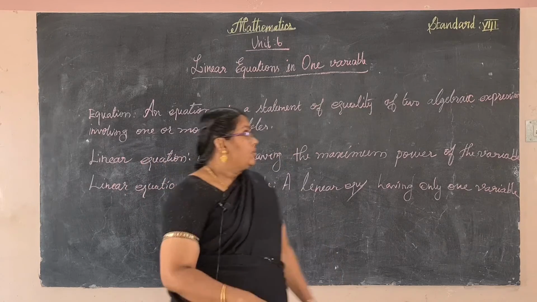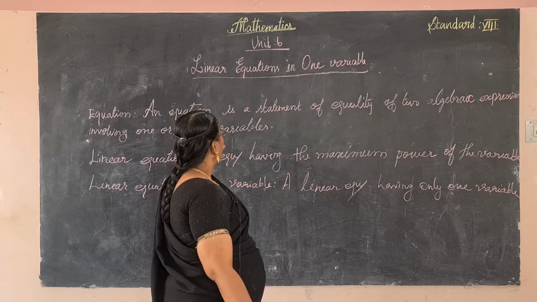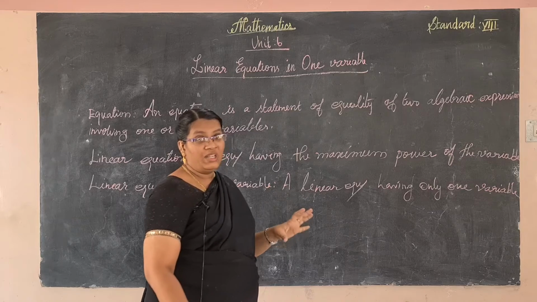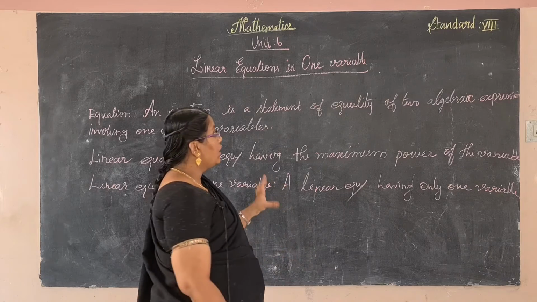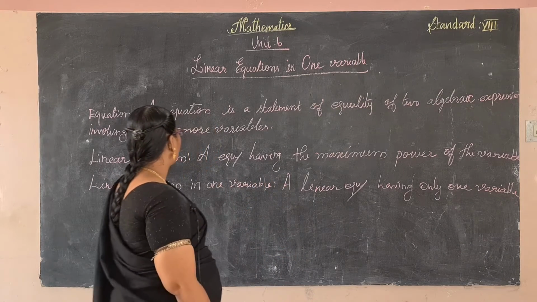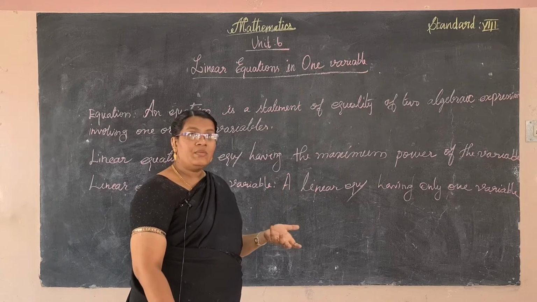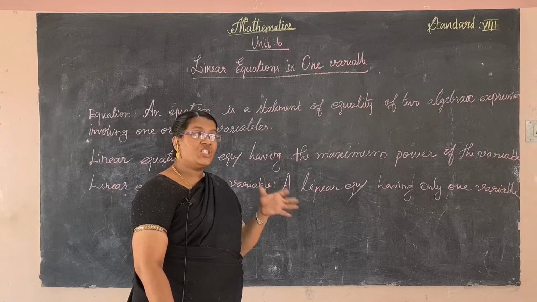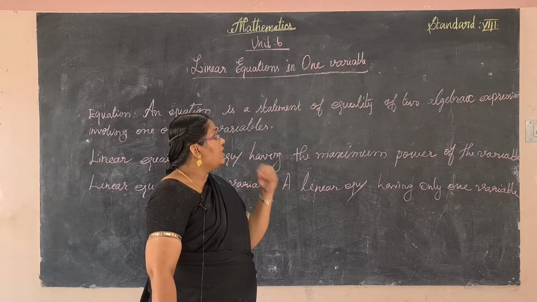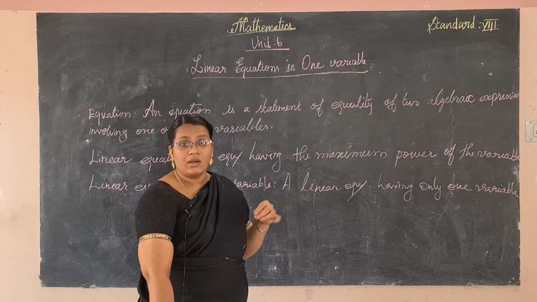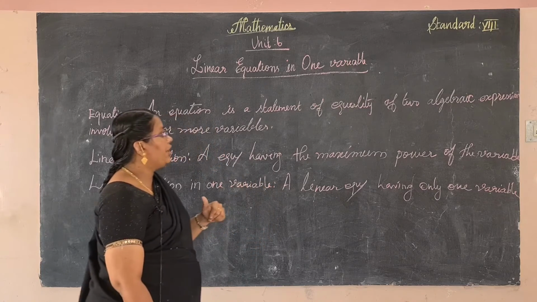We have already learned linear equations in the 7th standard. Linear means forming a line. So what do we mean by equation? An equation is a statement of equality. Equality means a statement which involves the sign of equality. That is called the statement of equality.